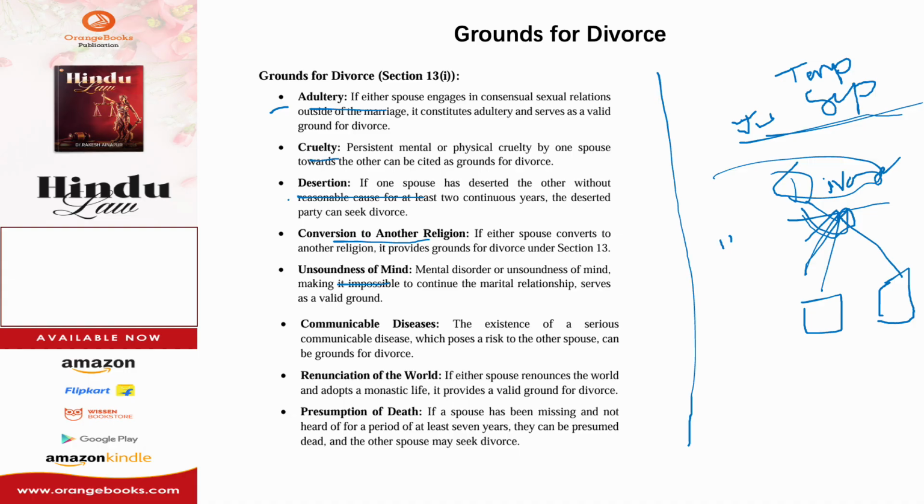Unsoundness of mind: if mental issues are found in one of the spouses, they can apply for a divorce. Similarly for communicable diseases, or renunciation of the world: if a person took a spiritual path, that can be one of the grounds for divorce. Or presumption of death: if a person is not found for 7 years, the other party can apply for a divorce. These are the valid grounds for seeking divorce under section 13(1).